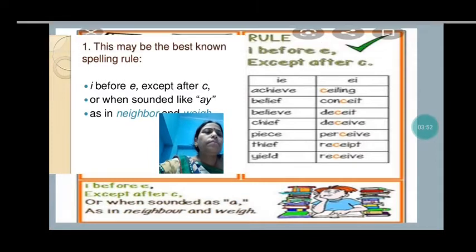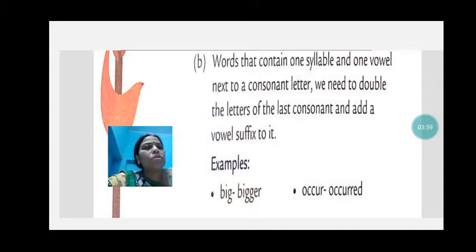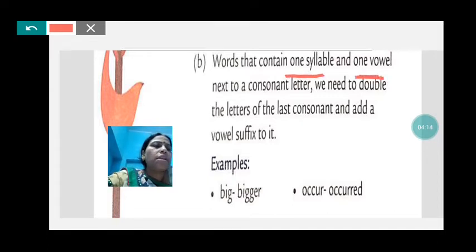Now the next one: words that contain one syllable and one vowel next to a consonant letter, we need to double the letter of the last consonant and add a vowel suffix to it. So here children, see, words that contain one syllable and one vowel. Like in this, big, how many syllables are there? There is only one syllable. How can we identify a syllable? When we say big, that means at one time we have said big.